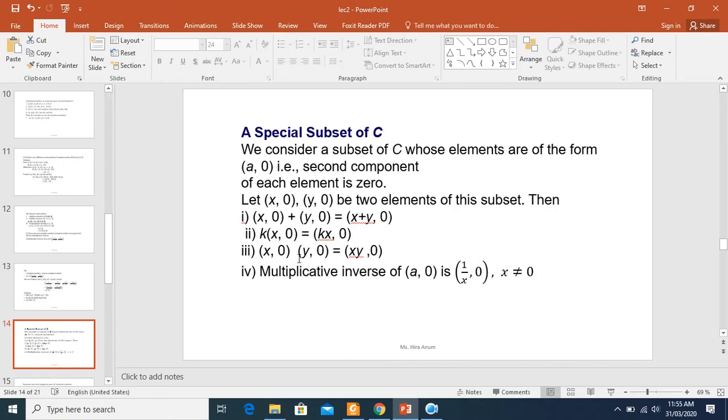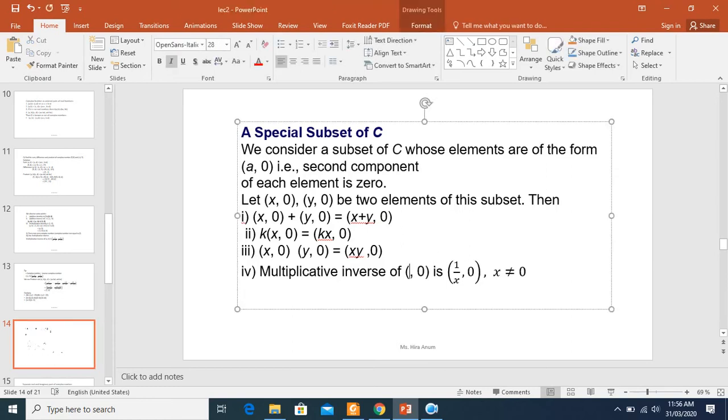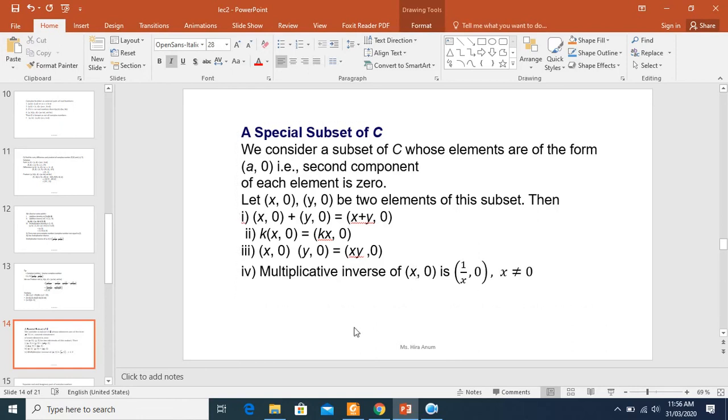Similarly, x multiplied by y gives xy, and the other component is 0. So we get (xy, 0). In the inverse we have a similar pattern: the inverse of (x, 0) is (1 over x, 0).